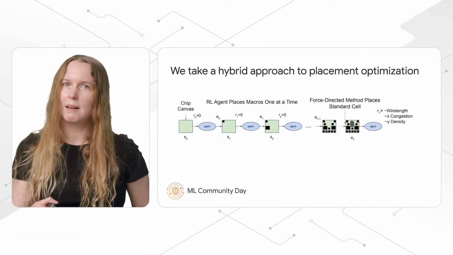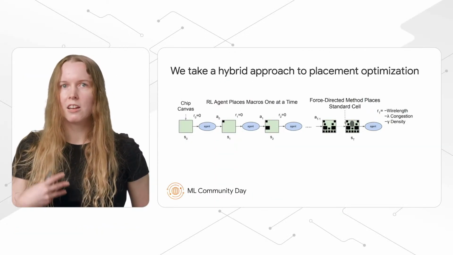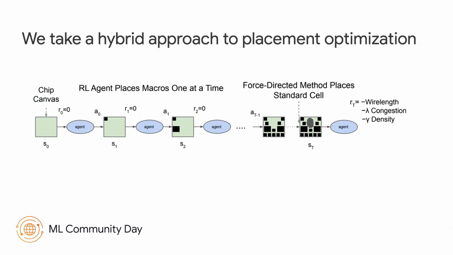And in this work, we take a hybrid approach to placement optimization. So the RL agent places the macros, or these larger memory components, onto the canvas, and then we use a force-directed method to place the standard cells so that we can quickly evaluate the quality of this placement.